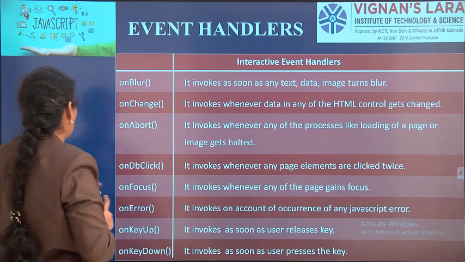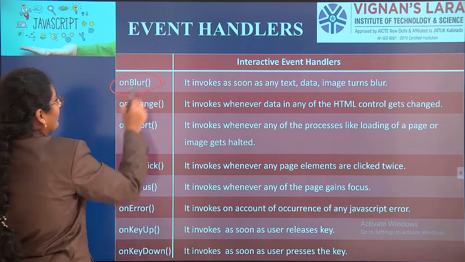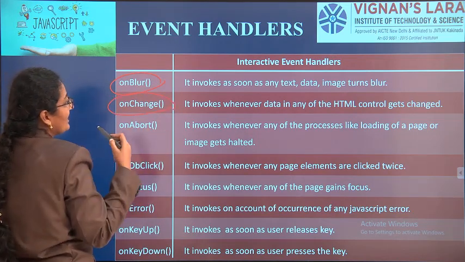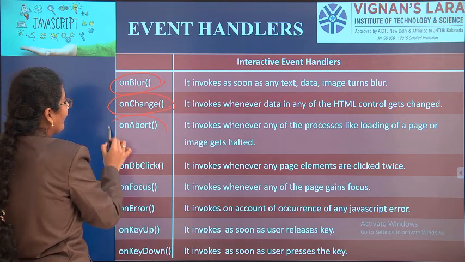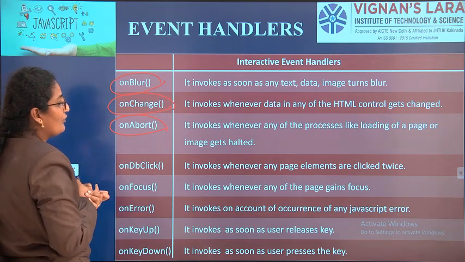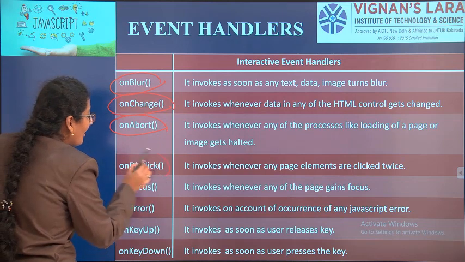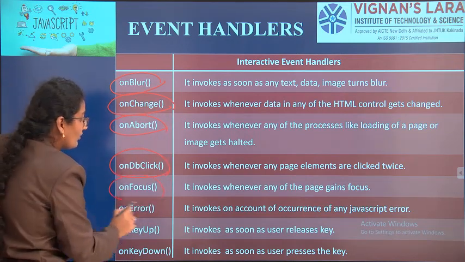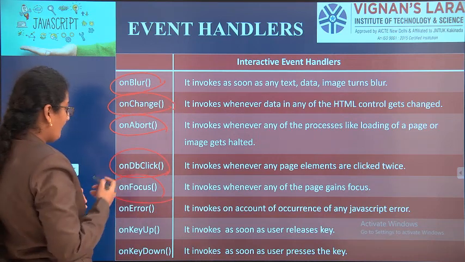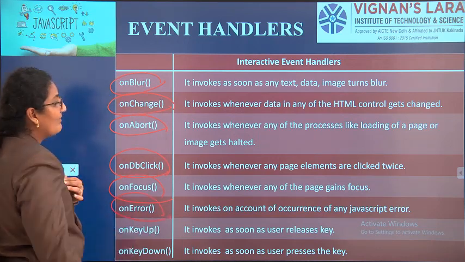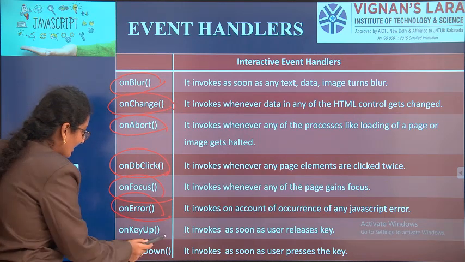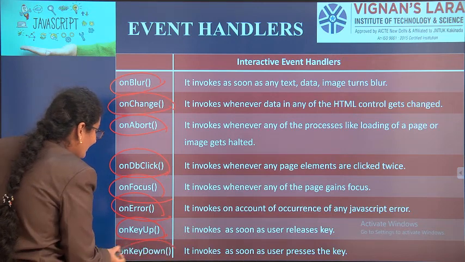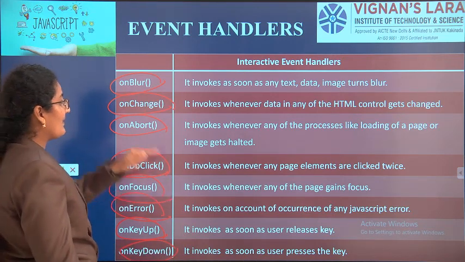Examples of interactive event handlers are onblur, to make the text, data and image blur. Onchange, to change any data of the HTML page. Onabort, to cancel the process of opening or closing the page. Ondblclick, to double click any element on the page. Onfocus, to gain the focus on that page. Onerror, whenever an error occurs in JavaScript. Onkeyup, whenever the user releases the key. Onkeydown, as soon as the user presses the key.